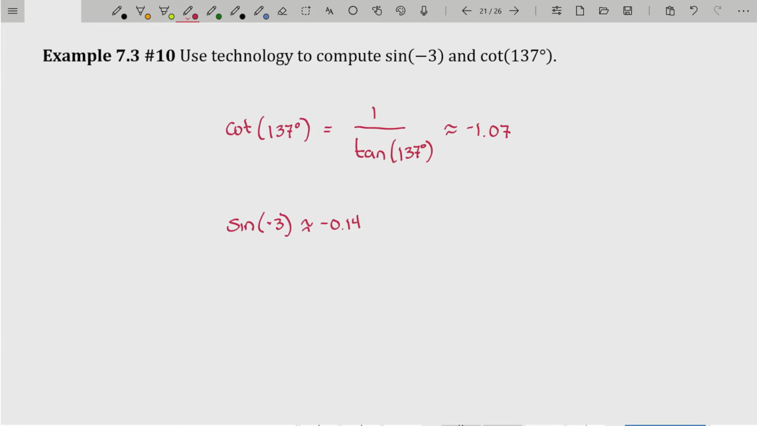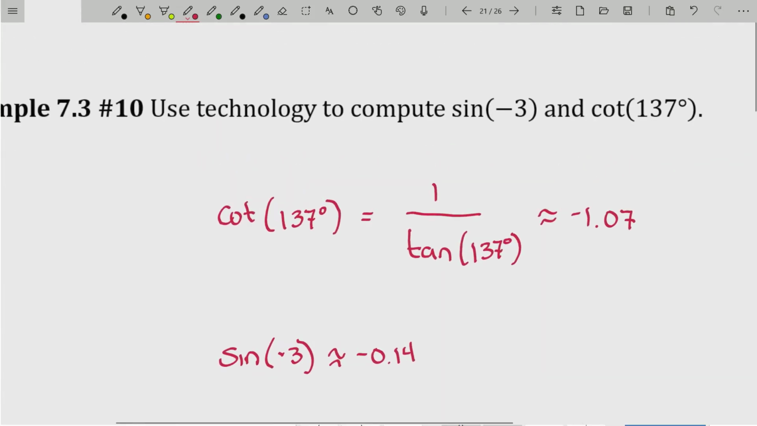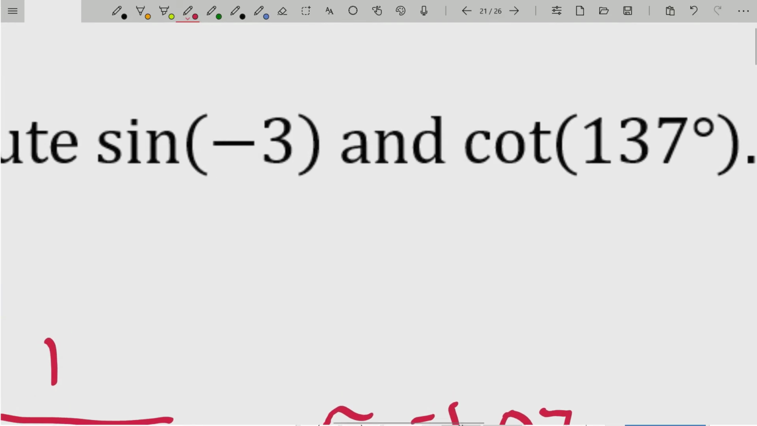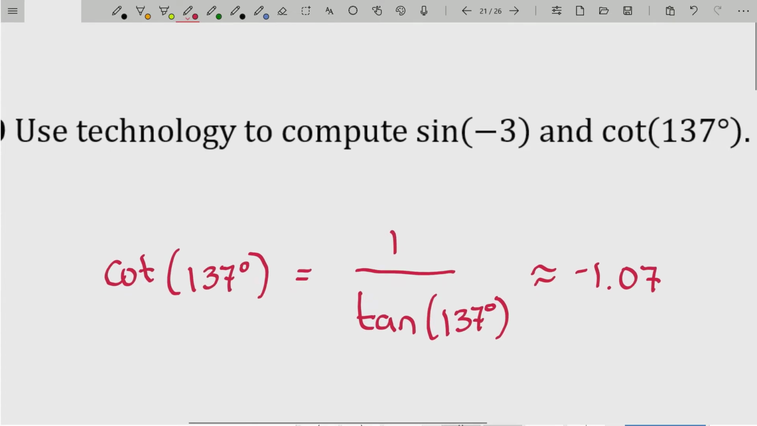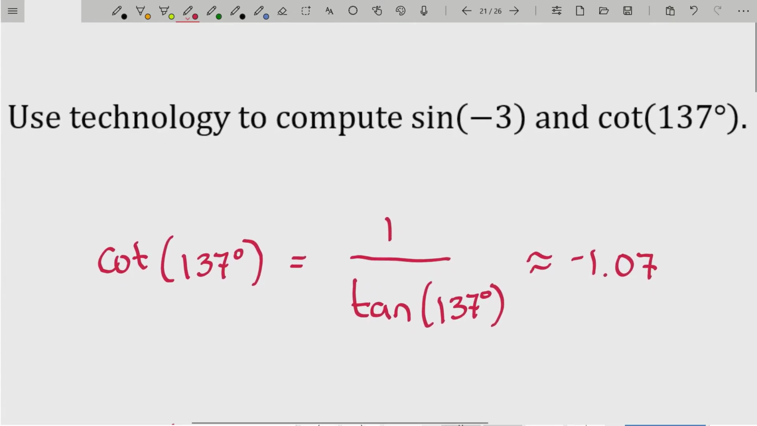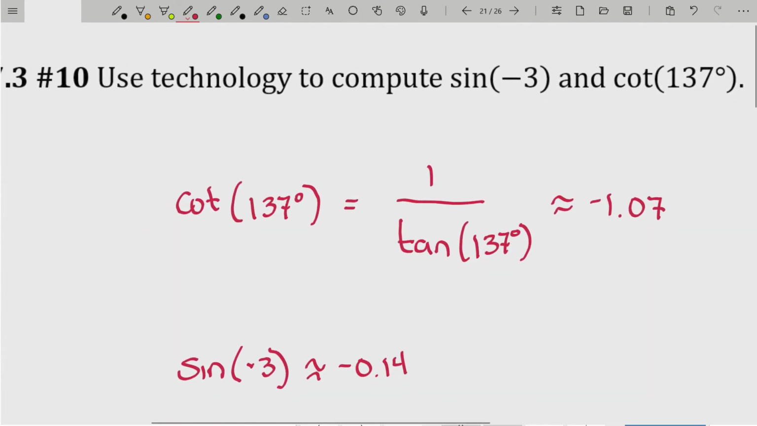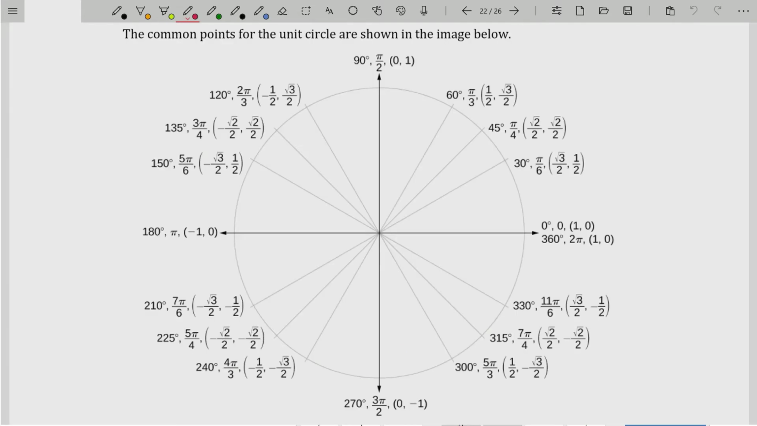And you can see I wrote these here. Again, note what we were handed. The sine is not -3 degrees, it's just -3, which means it's radians. And the cotangent with the degree sign, yes, definitely the cotangent of 137 degrees, but most calculators do not have a cotangent button, so we had to trade that out for 1/tangent of 137 degrees. And we found that to be roughly -1.07, and the sine of -3 radians, roughly -0.14.